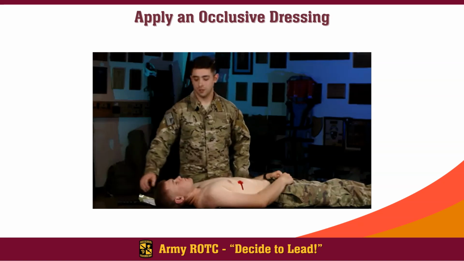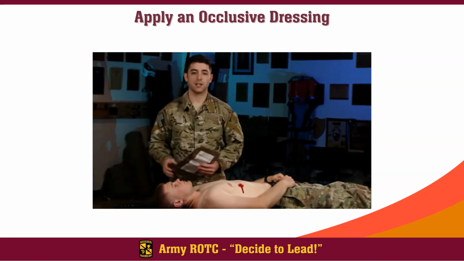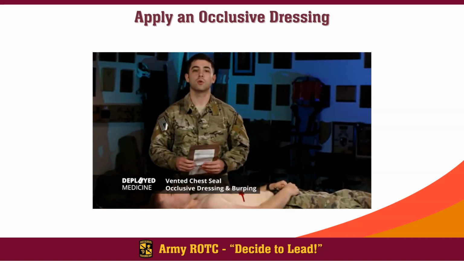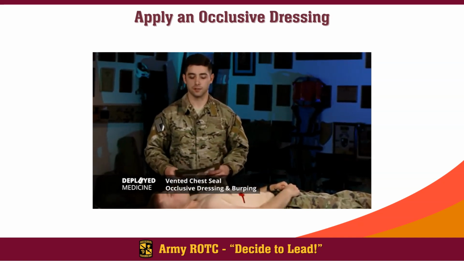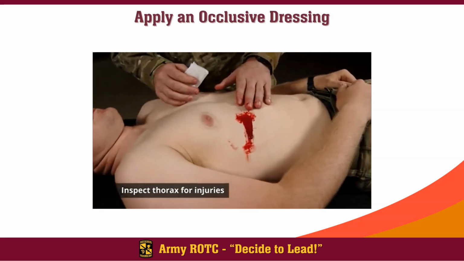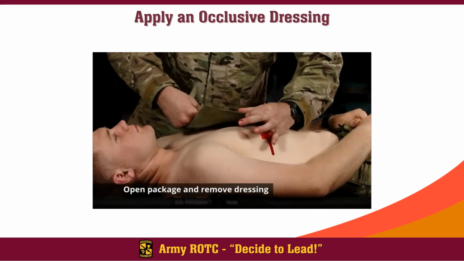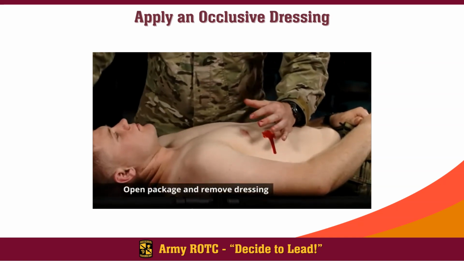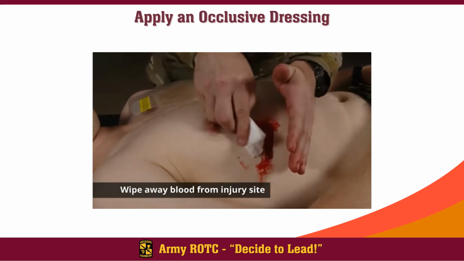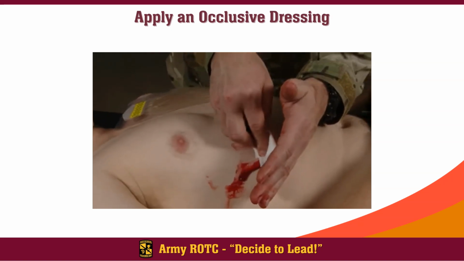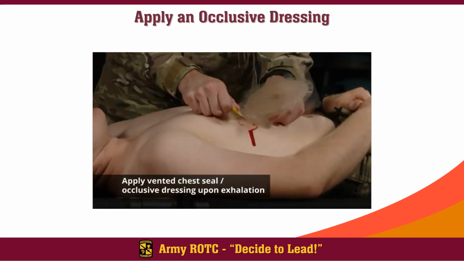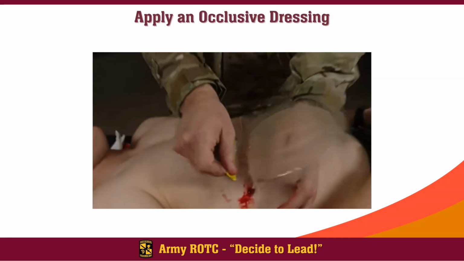Hi everyone, I'm Joe. Today I'm going to be talking to you about the application of a vented chest seal and an occlusive dressing, and also we'll be going over how to burp the occlusive dressing. Step 1, we're going to inspect the thorax. Once you notice that there's a thoracic injury, peel open our occlusive dressing and remove it from its package. And if you have a 2x2 or Curlex, wipe the blood away from the side of the injury. Apply the vented chest or occlusive dressing upon exhalation.